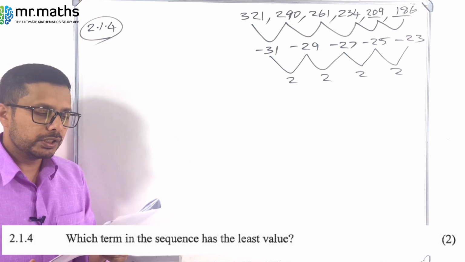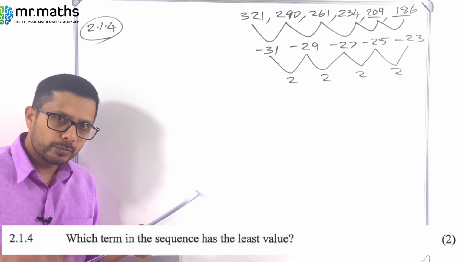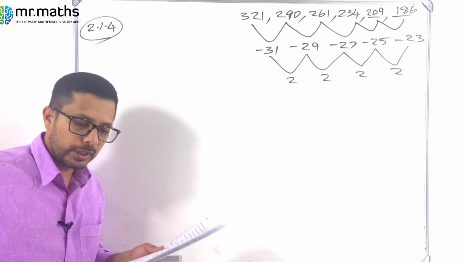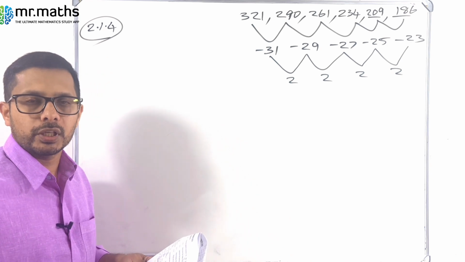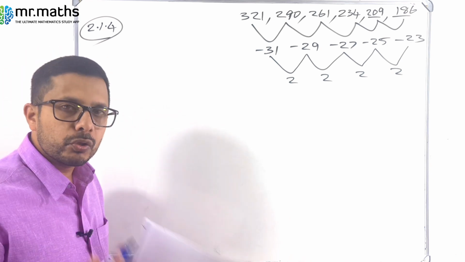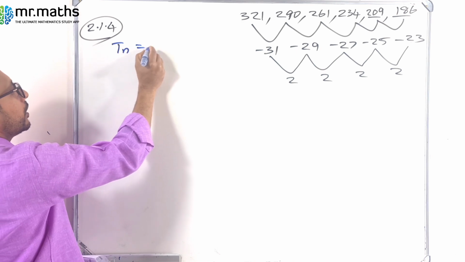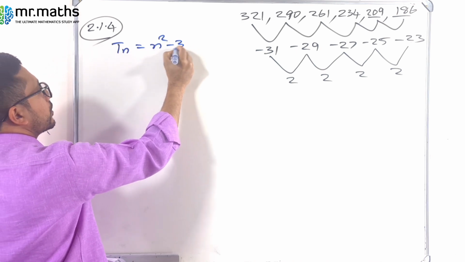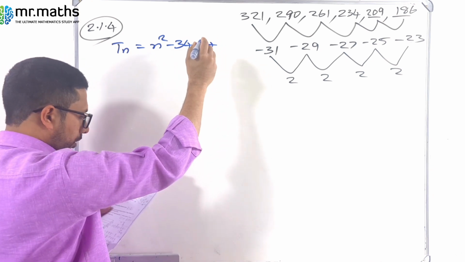Which term in the sequence has the least value? Least means minimum, am I right? So doesn't matter minimum or maximum, same condition, first derivative is equal to 0. That is what we have to say. First derivative of what? First derivative of the nth term. What is the nth term here? n square minus 34n plus 354.